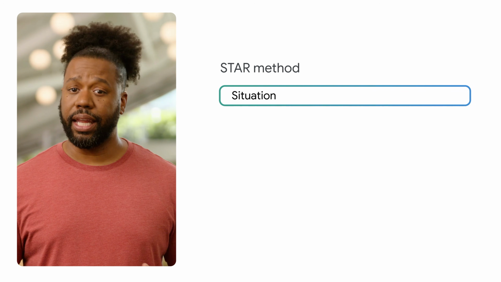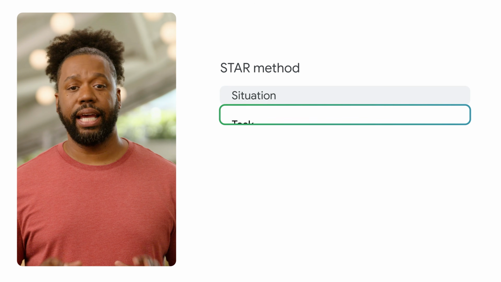So for our example, let's describe the situation. I worked at a company that produced kitchen appliances, and we received a big order from a retailer. But a shipment of an essential part from our usual supplier was unexpectedly delayed, which caused an urgent supply chain issue at the warehouse. Next, describe the T, or task.